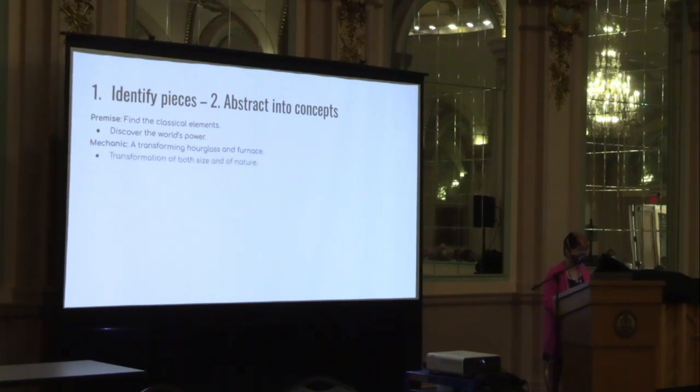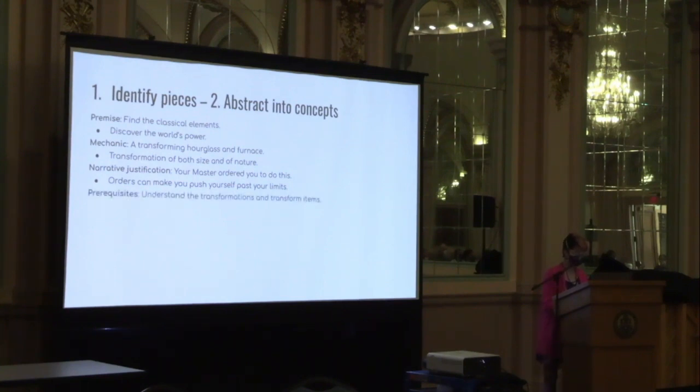The narrative justification is your master wants you to go through this task. It's not something you would or could do by yourself, so orders can make you push yourself past your limits. The prerequisites are you need to understand the way the transforming devices work and how these transformations change the various objects littered through the rooms. A metal sheet can become a leather hide. A sewing needle can become a large lever. The more you understand the nature of change, the more you can change the world around you to your benefit.